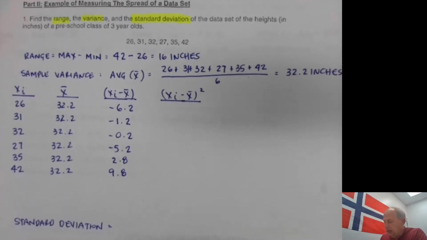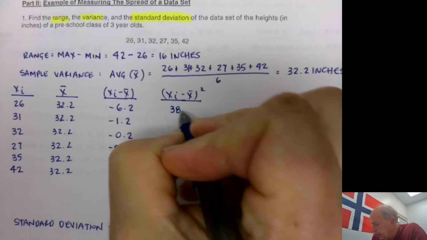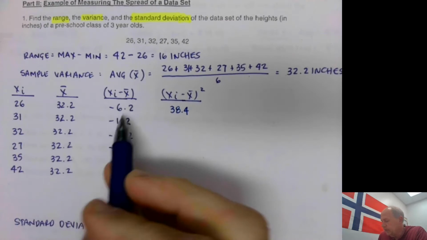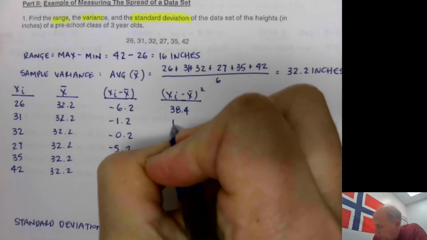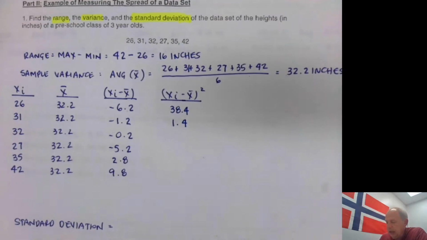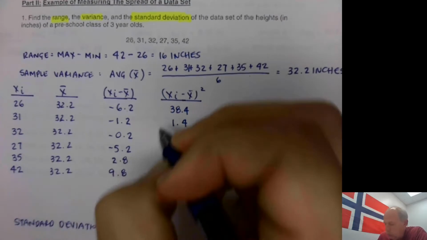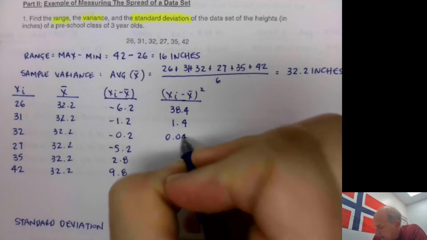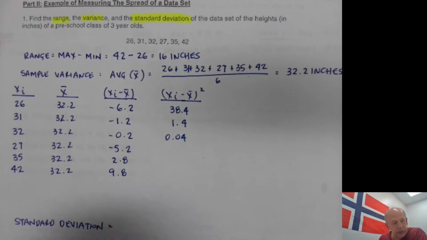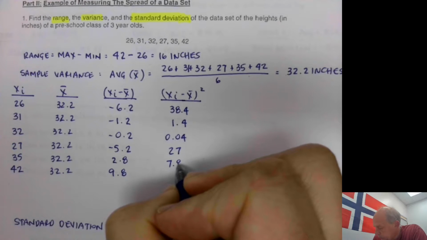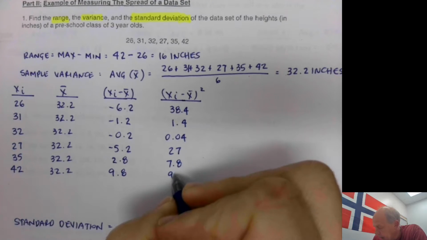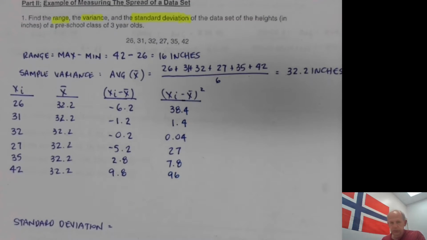For my last column, I'm simply going to square this previous column. Negative 6.2 times negative 6.2 is 38.4. Negative 1.2 squared is 1.4. Negative 0.2 squared is 0.04. Then 27, 7.8, and 96. So there's my column creation for the sample variance.